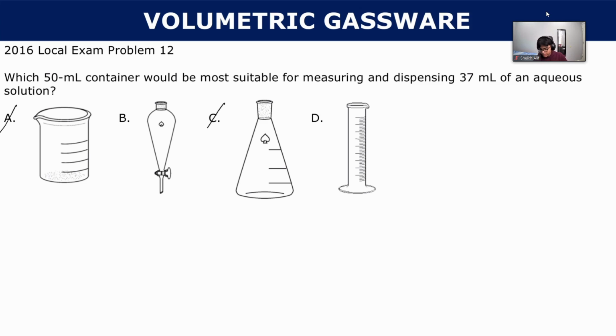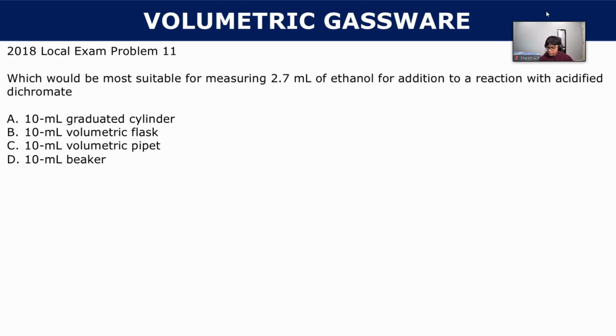Also, this is like a burette here. This is like a different type of burette. You should not be using a burette because you can't really measure 37 mL. You can only measure like a change in that. So you should not be using B. Rather, you should be using D here, which is a graduated cylinder. And a graduated cylinder will allow you to measure 37 mL and then dispense it with pretty high accuracy. And we are correct. Let's move on.